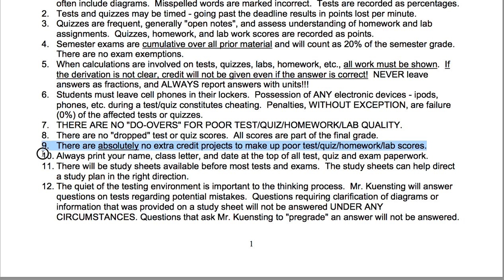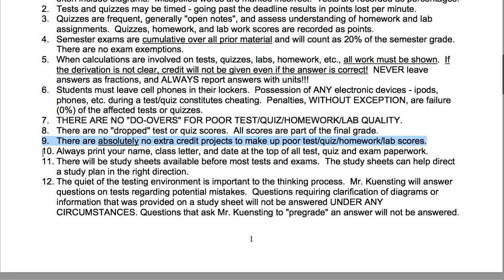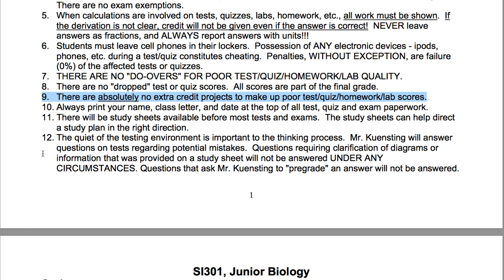There are also absolutely no extra credit projects to make up poor test or quiz or homework or lab scores. That's life. If you botch a presentation, you don't get the job. If it was for a job interview, you have to be on your best mark. I'll certainly work with you if you're having problems, but there's no time for do-overs. It's hard enough just to keep up with the pace of the year.